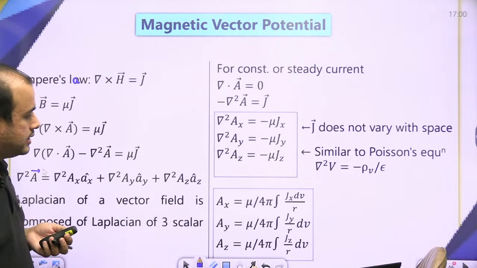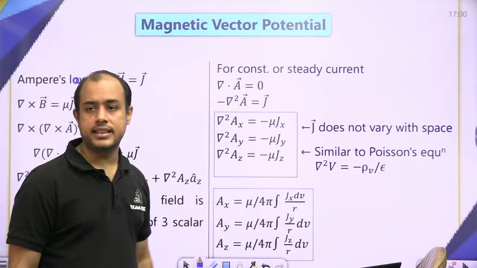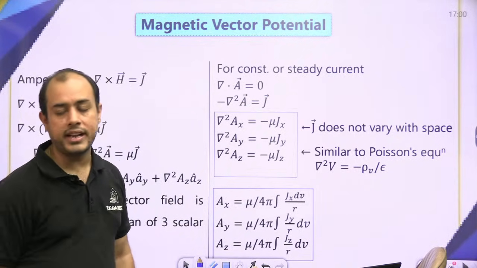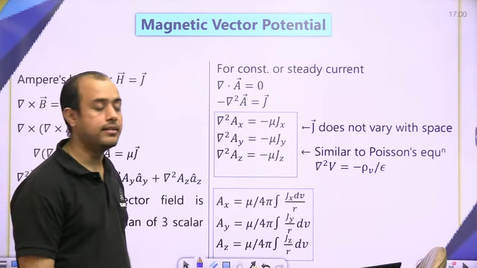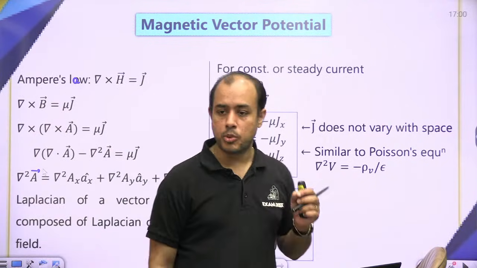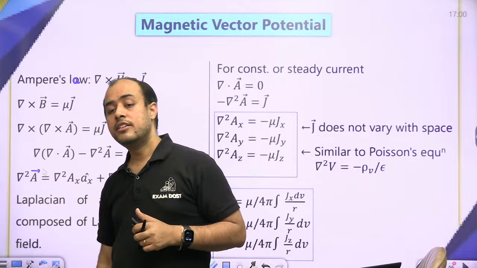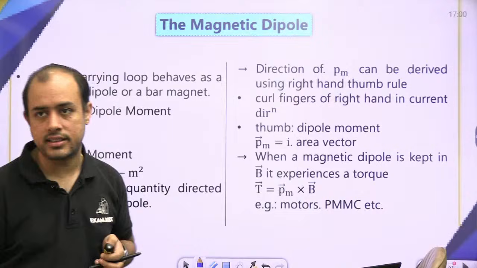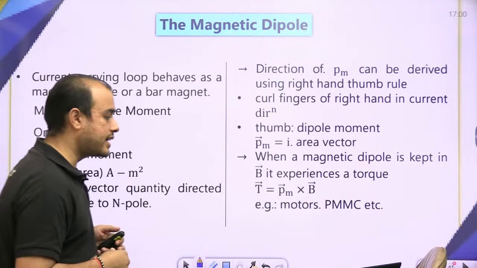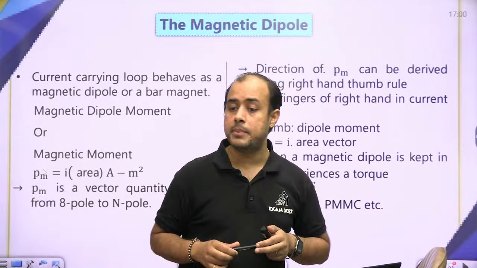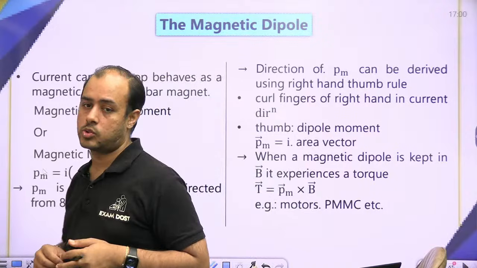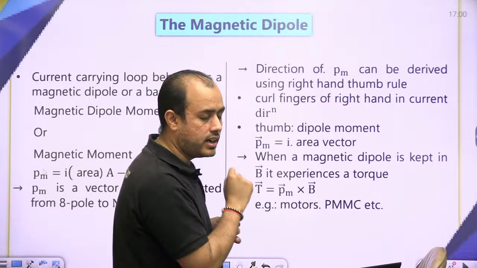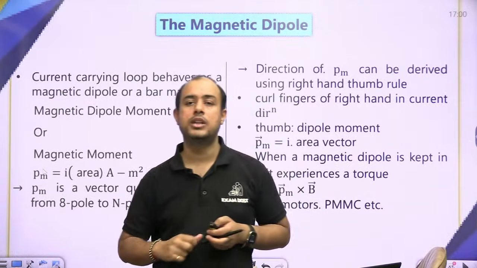R means the distance from where you are taking the current element to the point at which you have to find the potential. So R is the position vector from the point where you are taking the current element to the desired point. Like in the electric field you wrote Q by 4 pi epsilon R square, where R was the distance from the charge to the point. Here it is the distance from the current element to the point.